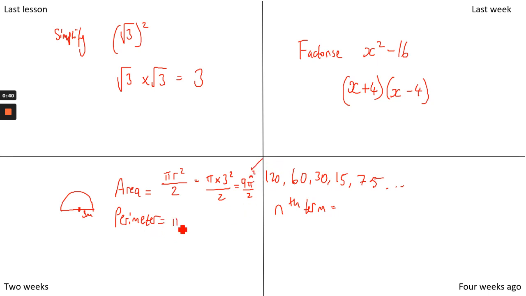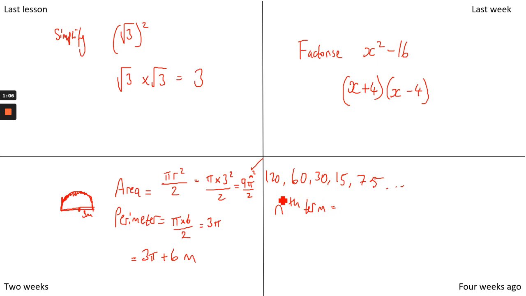Perimeter, well, the perimeter is pi times the diameter, so pi times 6, but we need to divide that by 2. So that is going to give us 3 pi, but that is just the outside bit here. Okay, so it's just the curved perimeter. We need to also then add on the diameter. So the total perimeter is going to be 3 pi plus 6 meters.